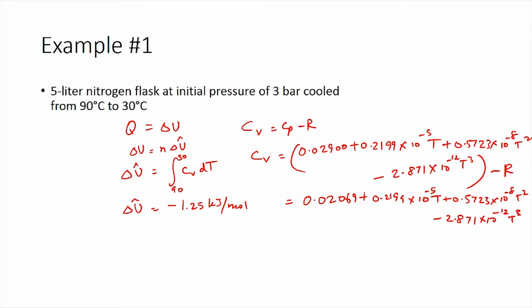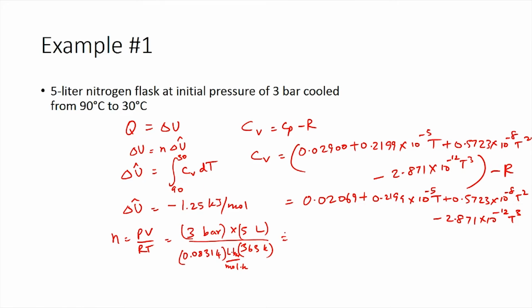n is the number of moles. So, using the ideal gas law, we can calculate n as PV by RT, which would be 3 bar times 5 liters, divided by the temperature, which is 363 Kelvin, the initial temperature of 90 degree Celsius, and the R value in terms of bar, liters and Kelvin would be 0.08314, and the units would be liter bar divided by mole Kelvin. So, cancelling out the appropriate units, you would get the number of moles as 0.497 moles.